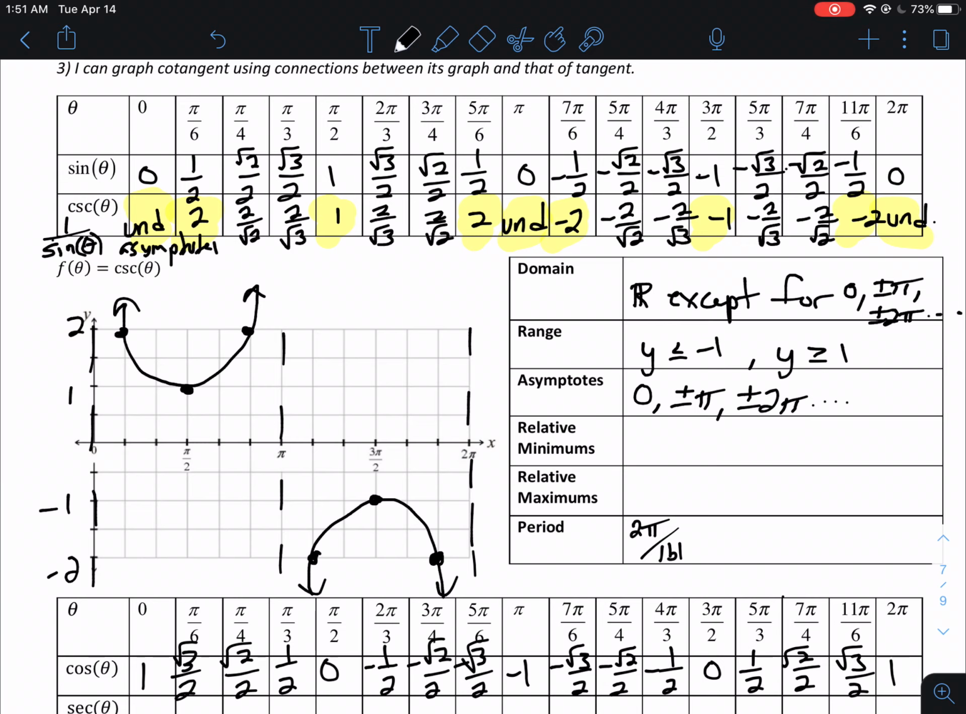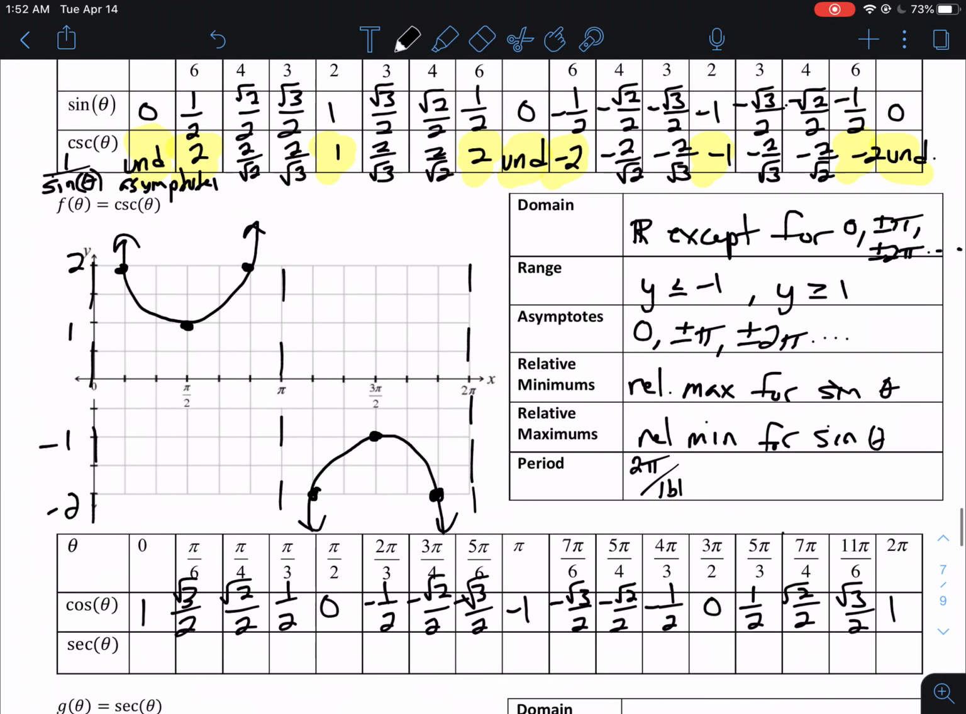What you're also going to notice is that you're going to end up with some relative minimums and relative maximums. The relative minimums are actually going to be where the relative maximums are for your sine graph, and vice versa. The relative maximums are going to be the same as the relative minimums for your sine curve from before. So those just get switched. Okay, so that's your crash course in cosecant.